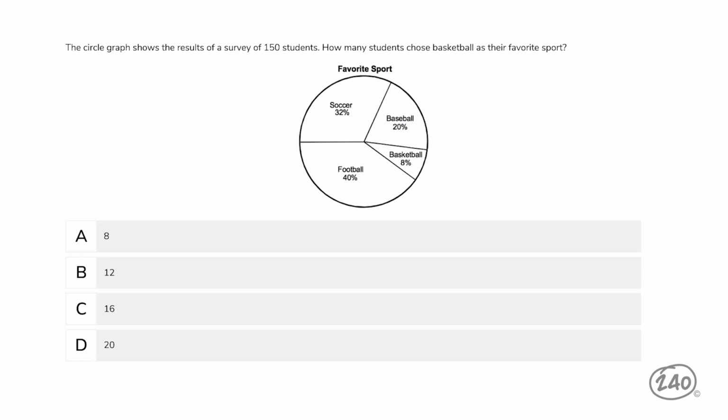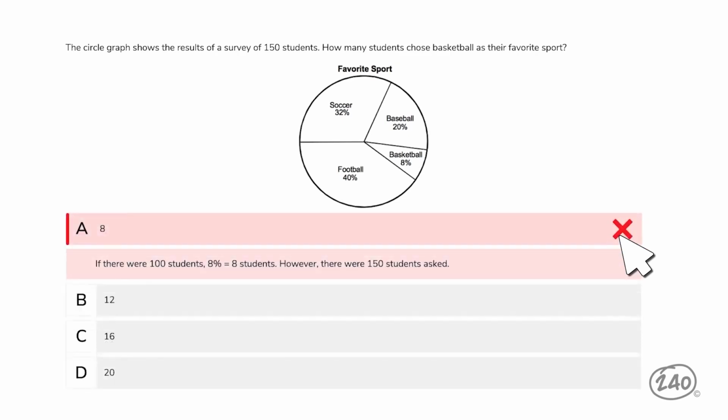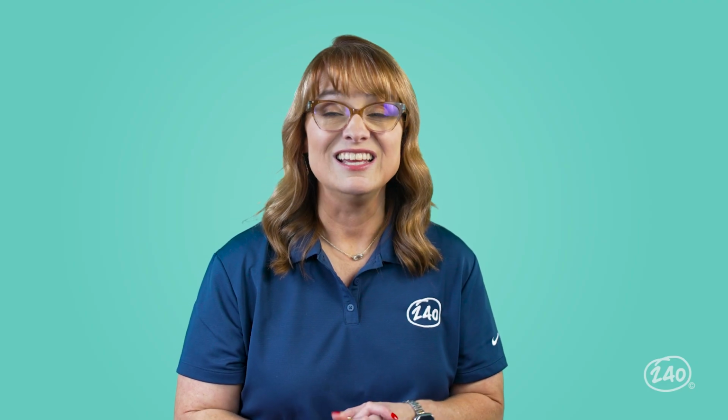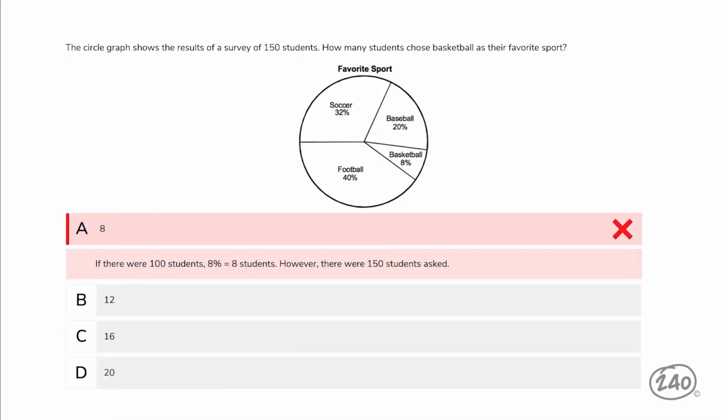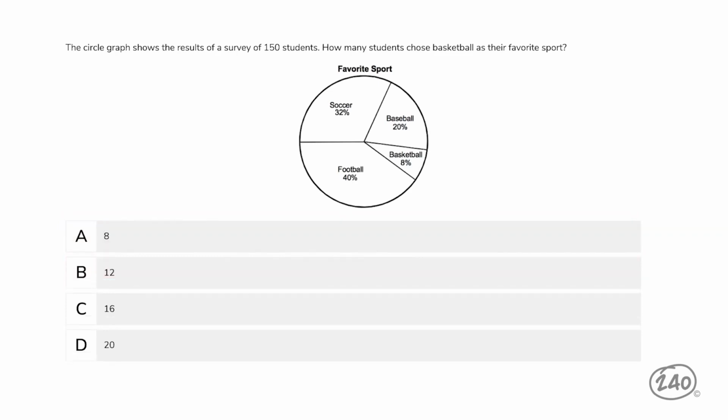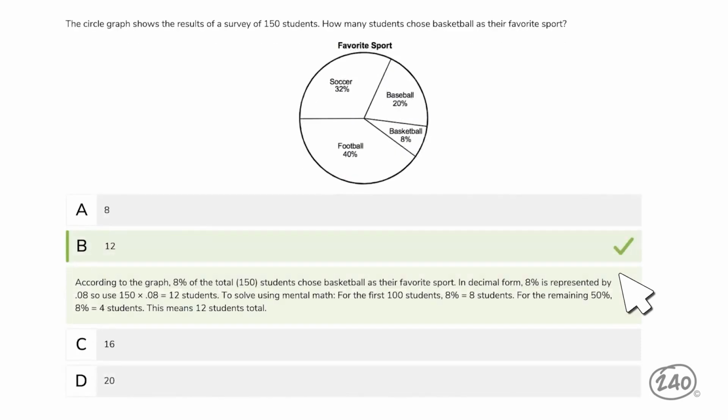I see an 8% in the wedge for basketball, so I'm going to pick that choice. Oh, rats? That seemed too easy. Let's take a step back and try again. Since 150 students were asked, the percentage doesn't equal the number of students. Instead, we need to multiply the percentage by the total. So 8% times 150 gives us a total of 12 students.